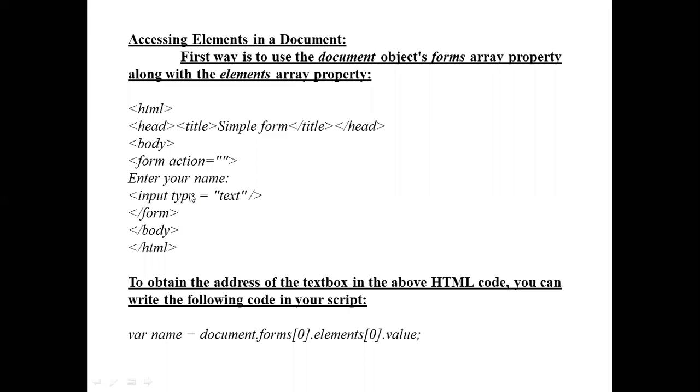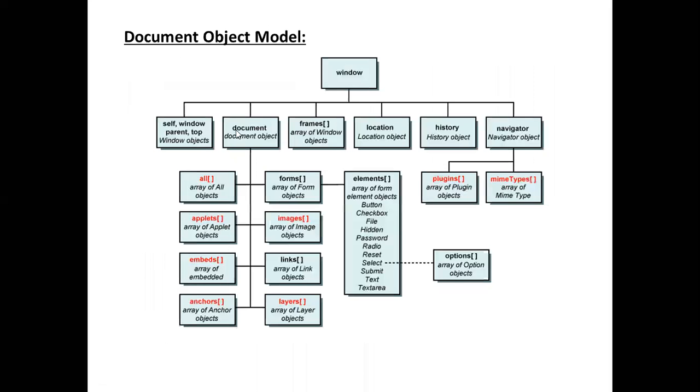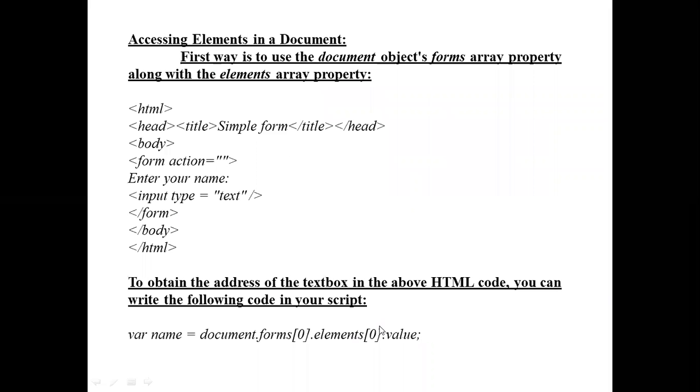Here we are accessing the name whatever you entered in the text box. So name equals document dot forms of 0 dot elements of 0 dot value. Here the value is stored in elements of 0, which means the first element in the form.